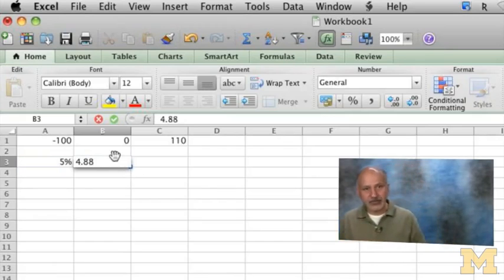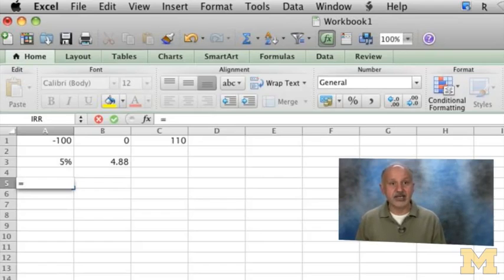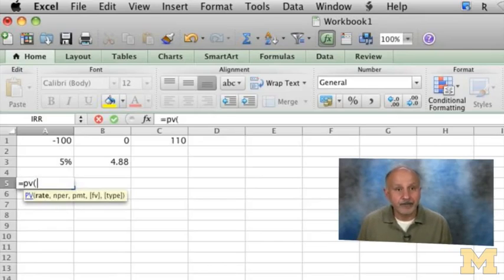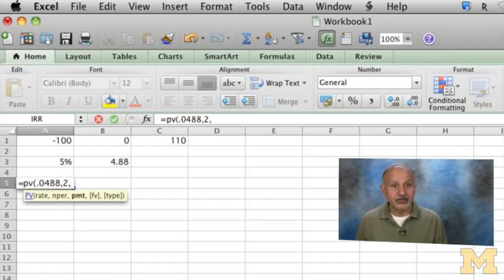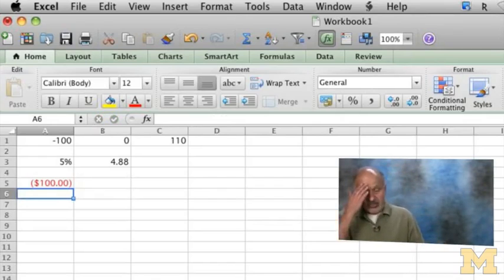So the answer here should be, actually, if you increase the number of decimals, 4.88%. Okay? And the way to double check this is what? If I use 4.88 to discount 110, what answer will I get? I'll get exactly $100. So let's do that. Let's take PV of a rate of 0.0488, right? Am I okay here? Yep. Number of periods 2. PMT 0, future value 110. Future value, sorry. 110, exactly 100.